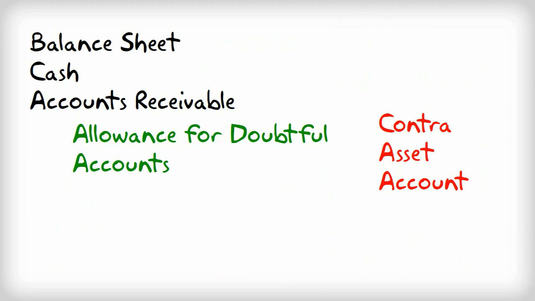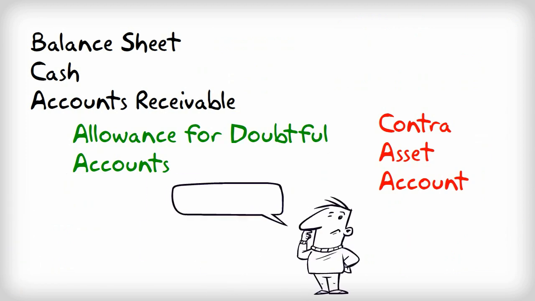Someone would ask me, why don't we simply write off accounts receivable? Why do we have to invent something new? I will give them the answer. We're trying to guess how much will be uncollectible. We're not certain and we cannot know who will not pay. This is why we have invented a general account.